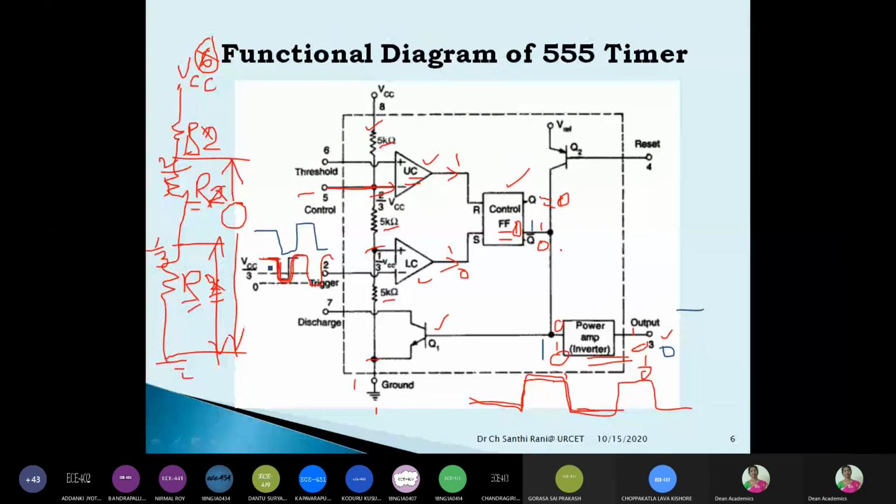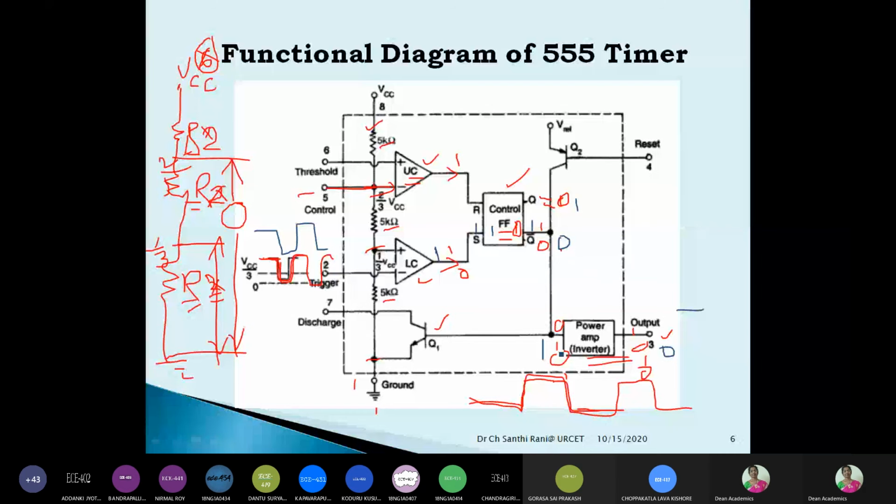Now, what happens when the input voltage that you are giving at the other input terminal, the trigger terminal, is greater than this reference voltage? This comparator will give output 1. So when this is 1, this 1 is nothing but the set signal. Therefore, when the set signal is equal to 1, the flip-flop will be set to 1. That means Q is equal to 1. When Q is 1, Q bar is equal to 0.